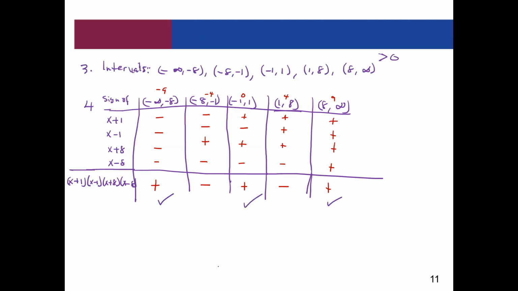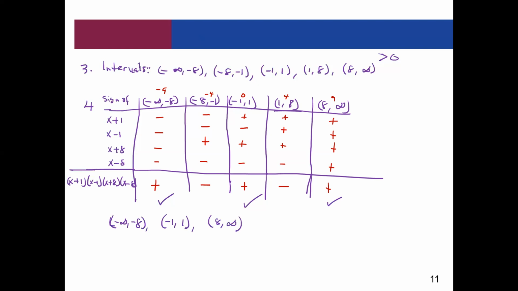Okay, so the intervals that satisfy the inequality are from negative infinity to negative 8. We also have from negative 1 to 1. And then we have from positive 8 to infinity.